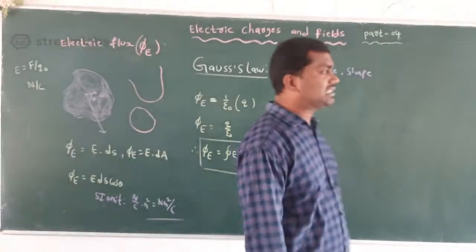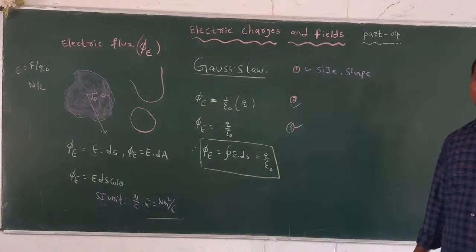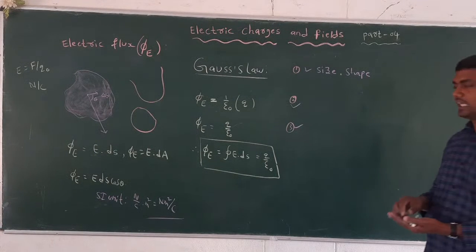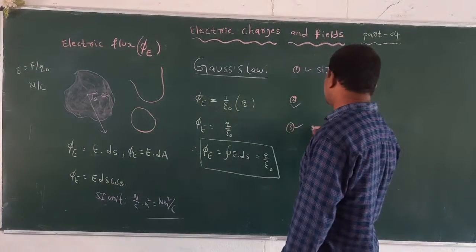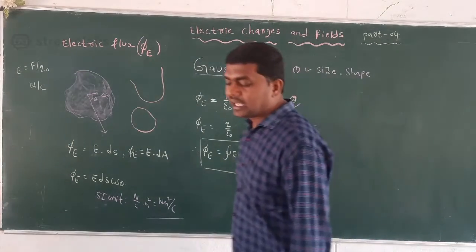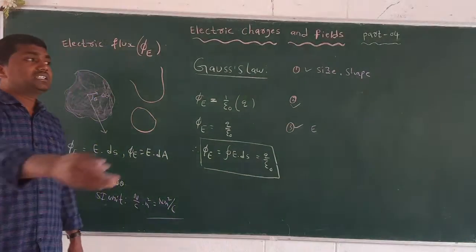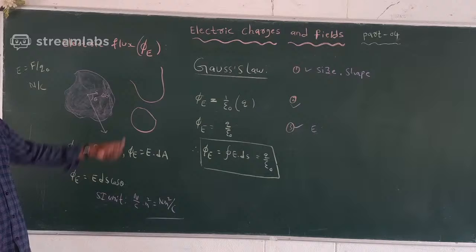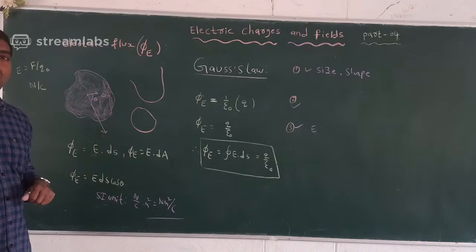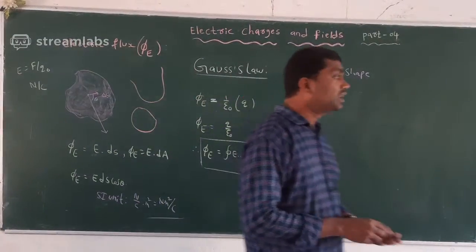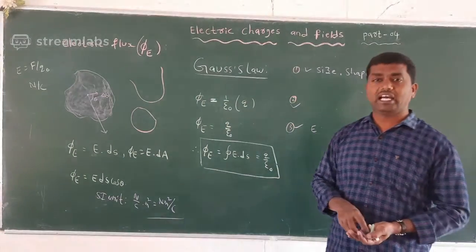Third, the Gauss law is applicable to calculating the electric field intensity, means the E value. We can calculate the electric field intensity over a continuous symmetric charge distribution, over the charge distribution of the object.